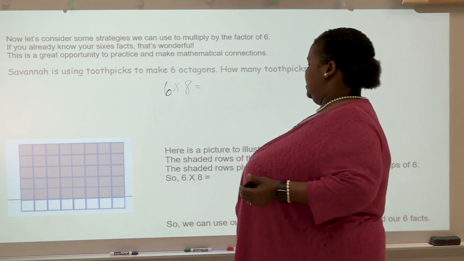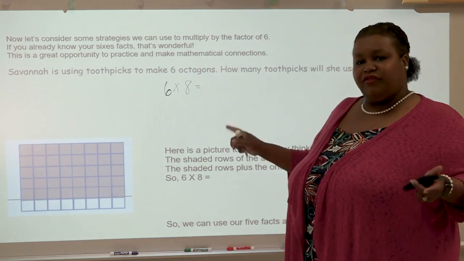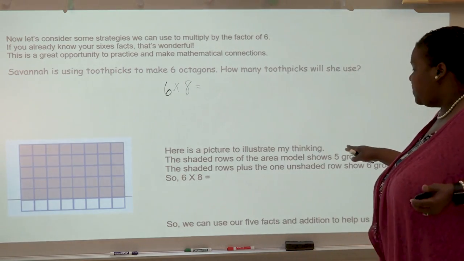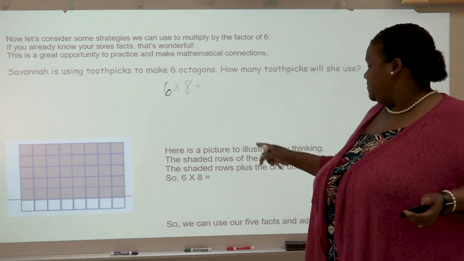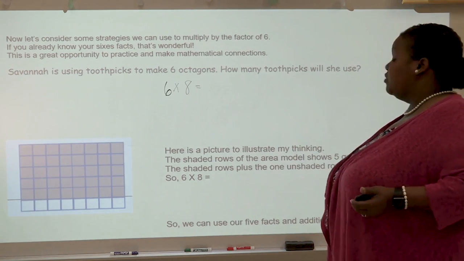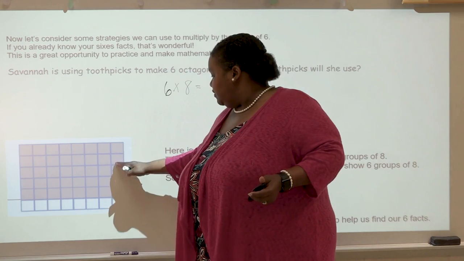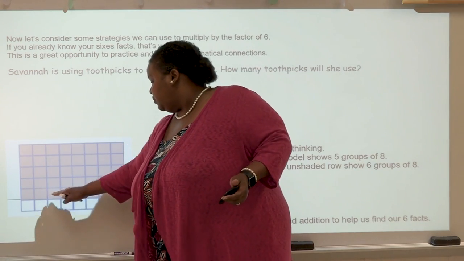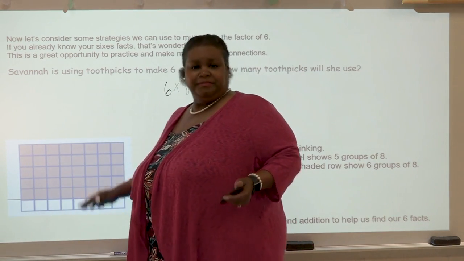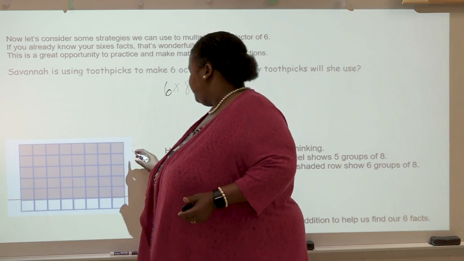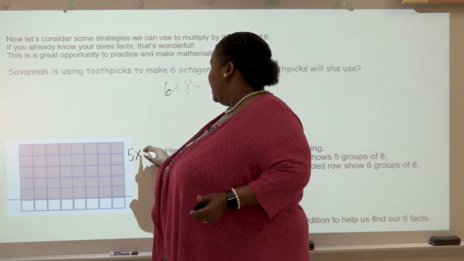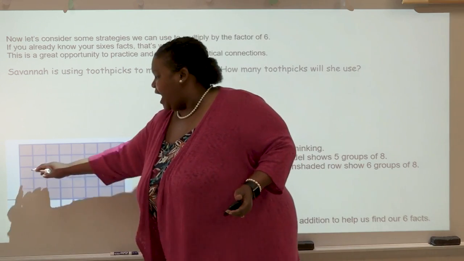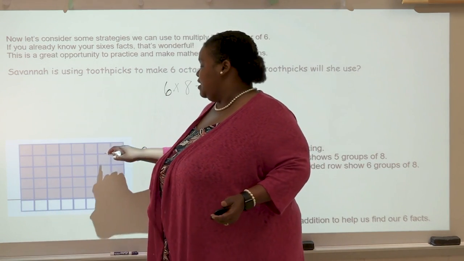Okay? Let's see. I want to model to you a different way to work this problem. Here's a picture to illustrate my thinking. The shaded rows of the area model show 5 groups of 8. 1, 2, 3, 4, 5 rows. And in each row there's 8. 1, 2, 3, 4, 5, 6, 7, 8. Let's kind of chunk that one. So 5 rows, 5 times 8 in each row equals, count the 5s. 5, 10, 15, 20, 25, 30, 35, 40.